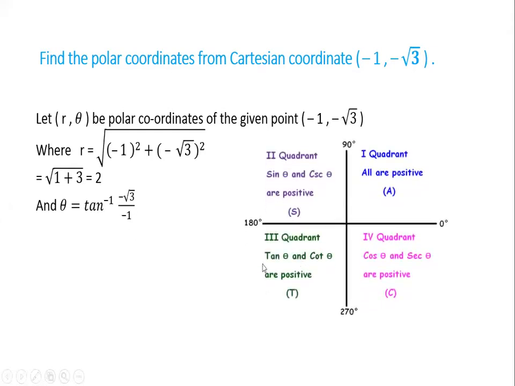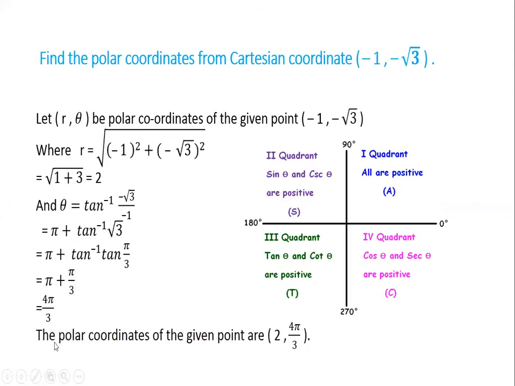You know in third quadrant tan theta and cot theta are positive. From this we get pi plus tan inverse root 3. So pi remains same, tan inverse remains same, root 3 equal to tan pi by 3. From this we get pi plus pi by 3. So finally we get 4 pi by 3. The polar coordinates of the given point are 2, 4 pi by 3.